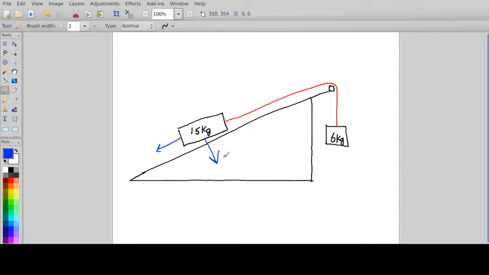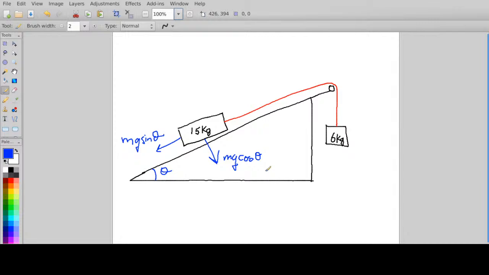And you go, well, which one's which? This one is mg cosine theta, and this one is mg sine theta. All right, like that. And theta, by the way, is 20 degrees, which is right there. Okay, we'll put the numbers in a minute. Let's just get a template diagram going.